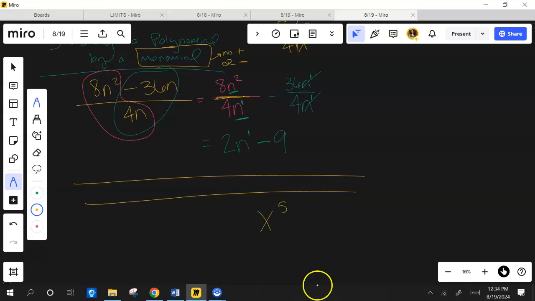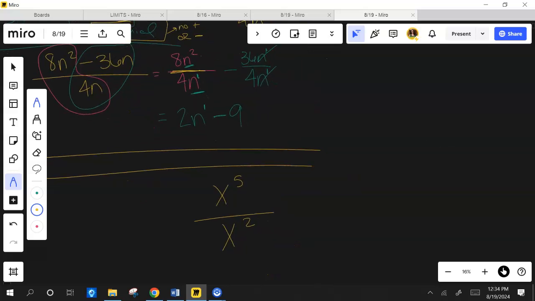If I had x to the 5th over x to the 2nd, what should that give me? X to the 3rd. That's exactly right. And how did you get x to the 3rd, Maddie? Subtracted the 5 and the 2, right? That's how I got that.